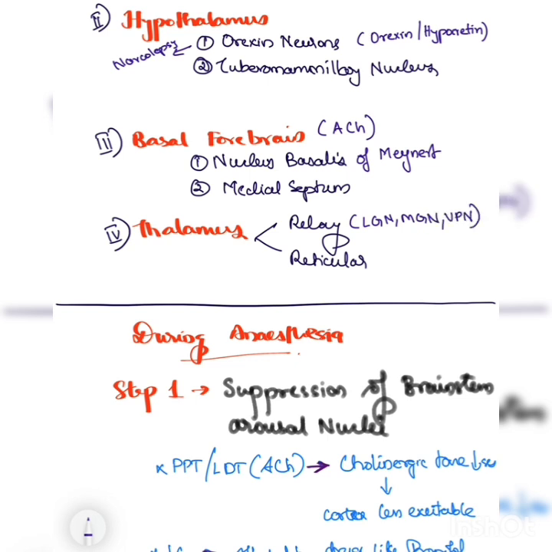So, the lateral geniculate nucleus processes visual information, the medial geniculate nucleus processes auditory information, and the ventral posterior nucleus (VPN) processes somatosensory signals like touch, pain, temperature, etc.